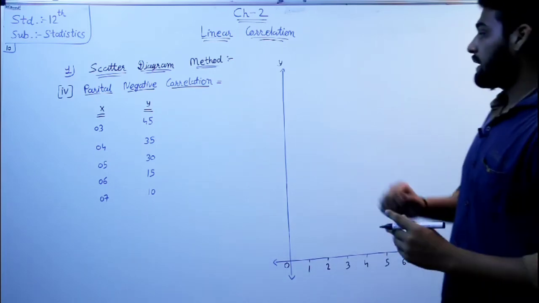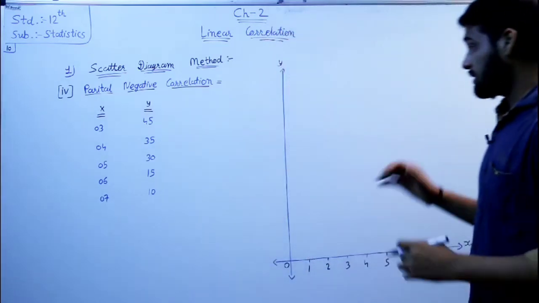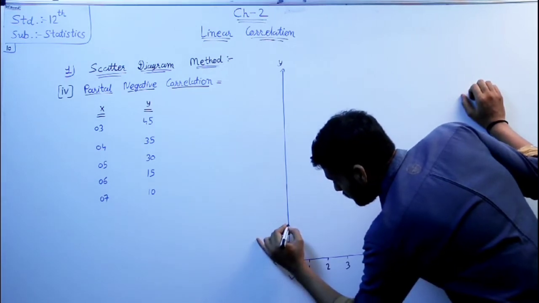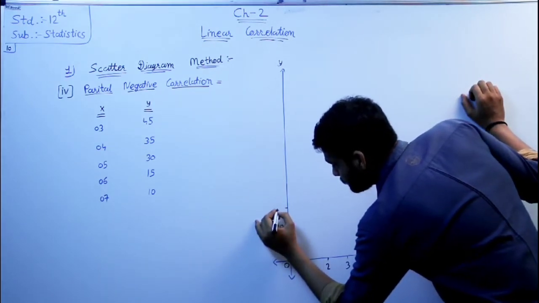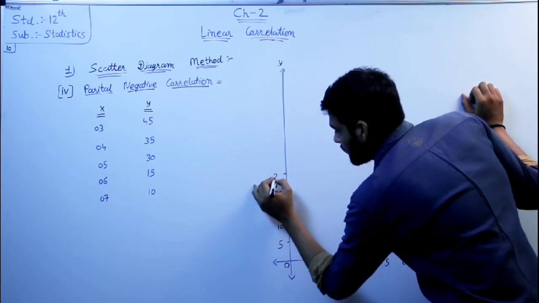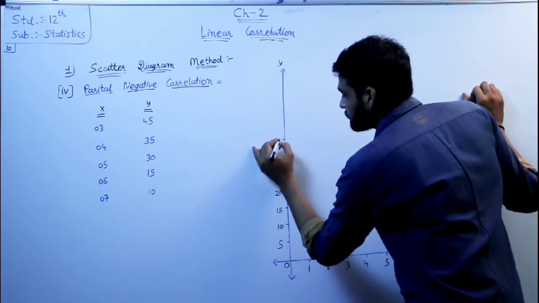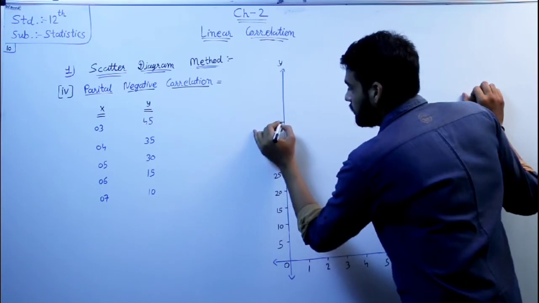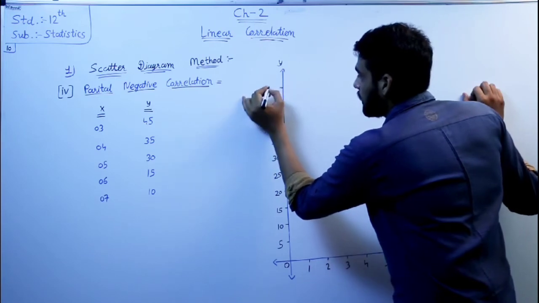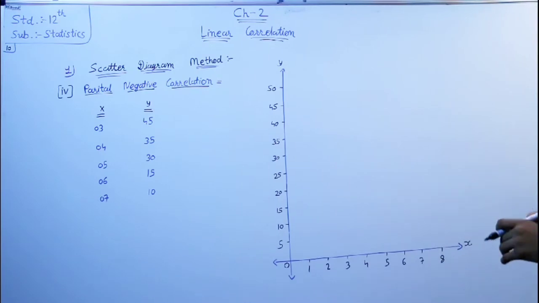Okay, and on the y axis what is the minimum value? 10, and maximum is 45. That means here we take points 5, 10, 15, 20, 25, 30, 35, 40, 45 and 50. Okay, so now we start plotting the points on this graph.